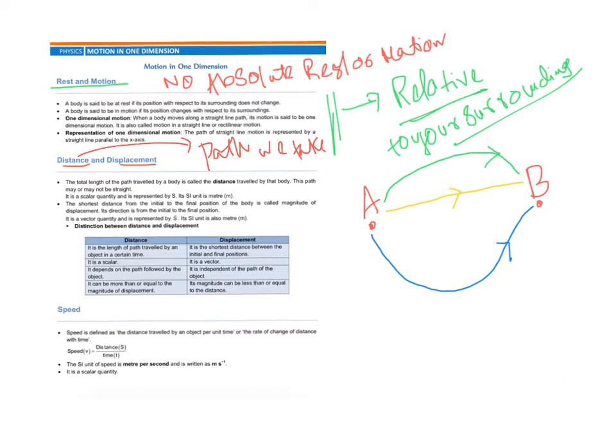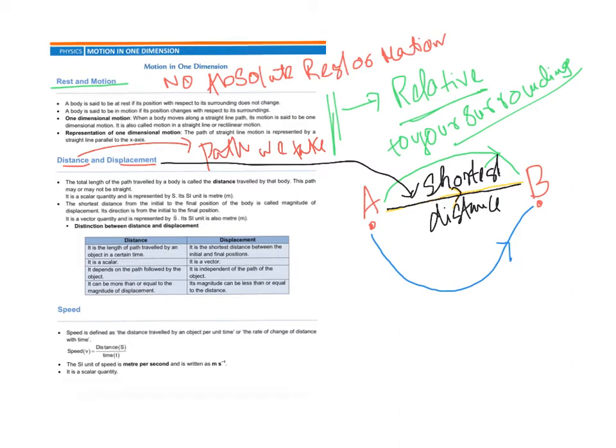But displacement in physics means the shortest distance from A to B. Displacement means shortest distance. That means the straight line. That's my displacement. Whenever we talk of how far Delhi is from Kolkata, we take the displacement, the shortest distance.